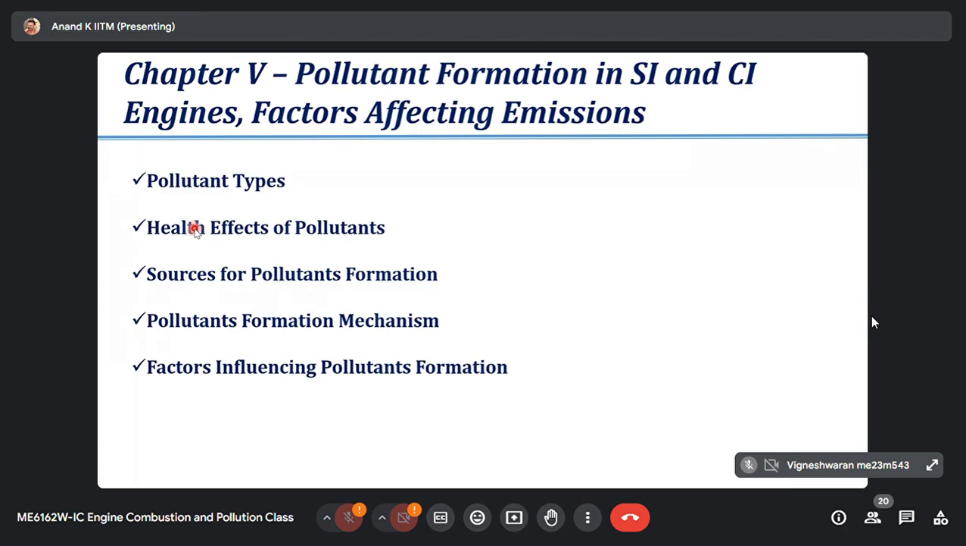In fact, if you look at the current emission mandates, which... could you please mute your mic? I am getting some feedback from one of you.